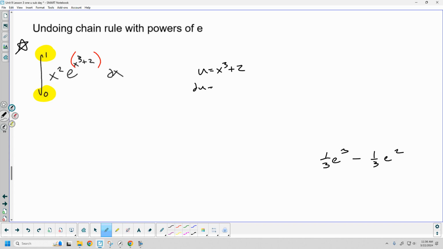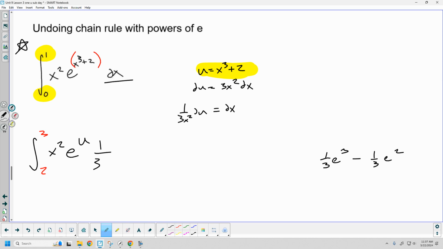The derivative of Vegas is 3x squared. The undone derivative of Vegas is 1 over 3x squared. I'm going to do all of my work early, which includes plugging in 0 and 1 into Vegas to get 2 and 3. I have the x squared. I have e to the Vegas, which I'm going to replace with u. I'm undoing Vegas's derivative, which is 1 over 3x squared du. And I notice that the x squareds cancel.